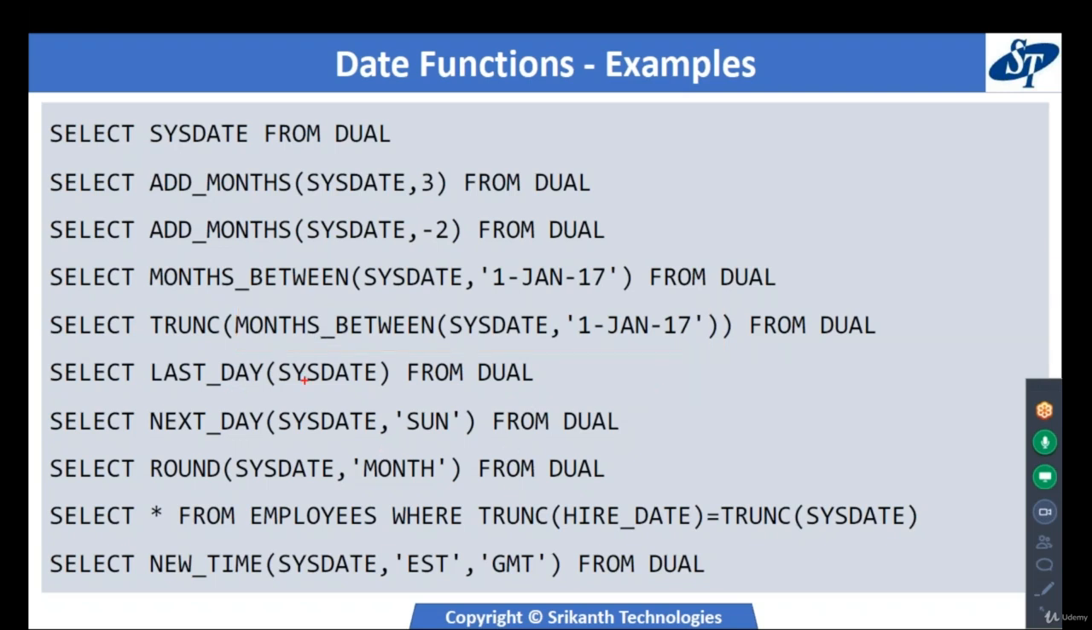Last day will give you the last day of the month in which the date is falling. Sysdate is falling in the month of August, so you get the last day of August. Similarly, sysdate and then Sunday, this is about getting the coming Sunday's date. And then round is going to round the sysdate using month. So it is rounding it to month. And we'll see some examples.